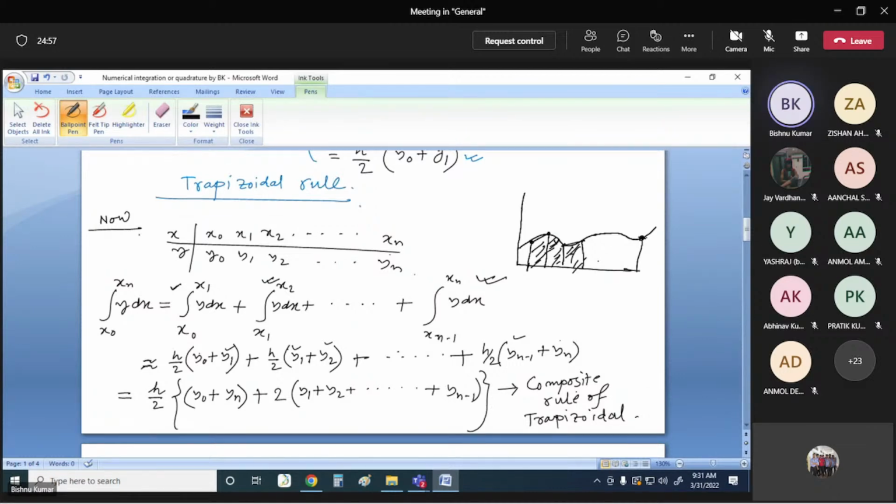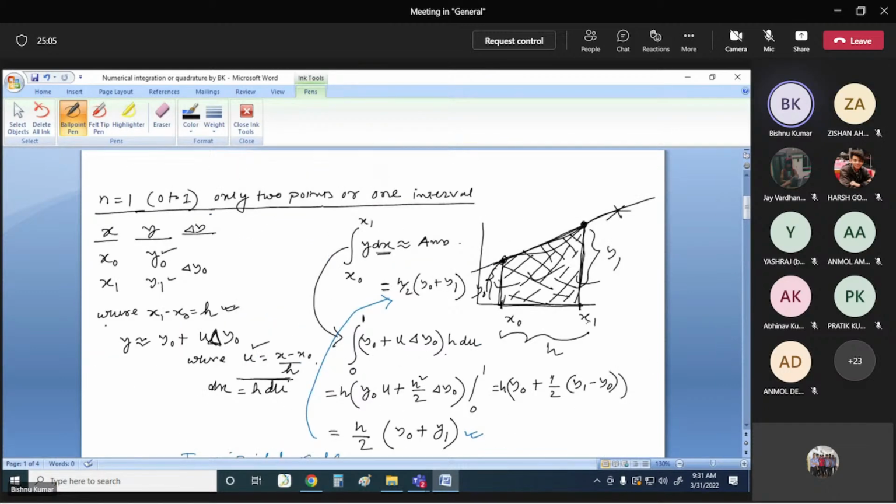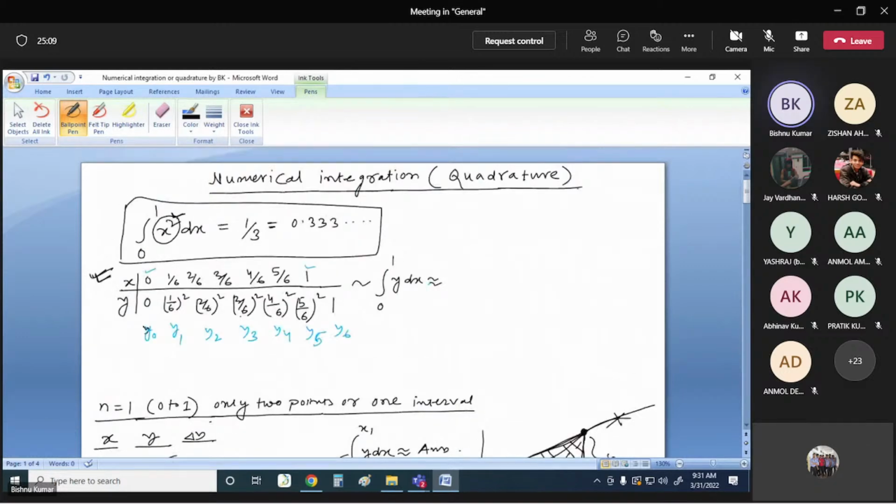Is it clear? Yes, sir. Okay. Now tell me what is this value with the help of trapezoidal rule for this question. You know the original value is this, but what is the approximate value you are getting?